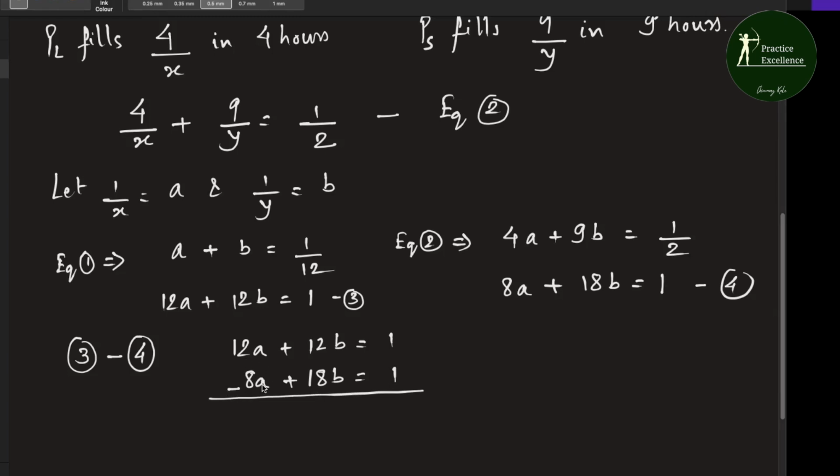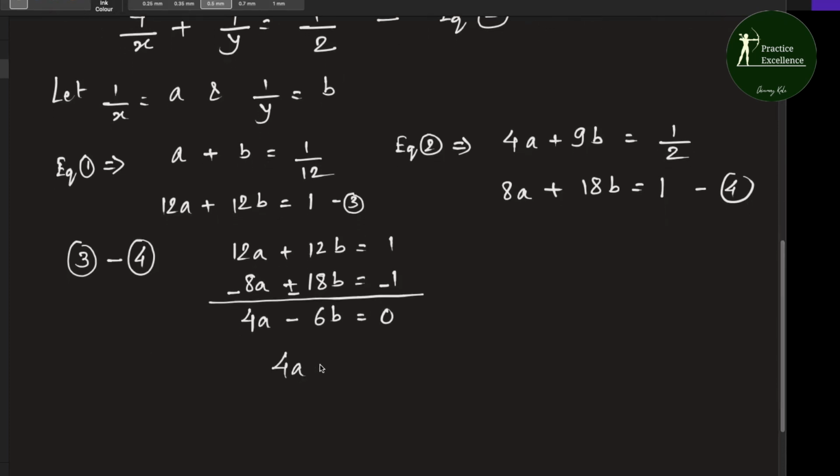Here there will be a minus; this is plus so it becomes minus, and here it becomes minus. So when you subtract, you will get 12 minus 8 is 4a plus 12 minus 18 minus 6b equals 1 and minus 1, meaning 0. So this gives me what? That 4a equals 6b, which means 2 is the common factor. So 2a equals 3b, right? Or a equals 3b upon 2.